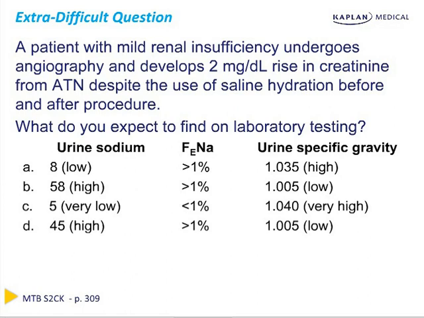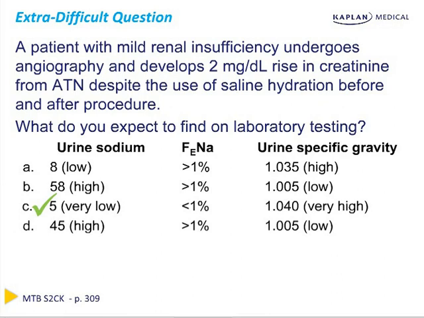So if we were thinking of looking for laboratory values consistent with ATN, B would look like a good answer choice. However, contrast-induced nephropathy is the exception to the rule, and you should remember that for test day. The correct answer here is actually C.